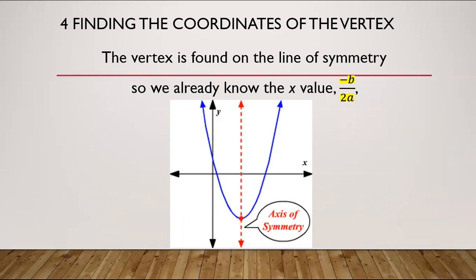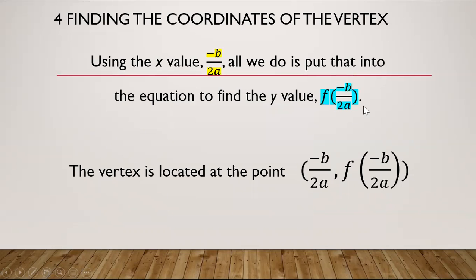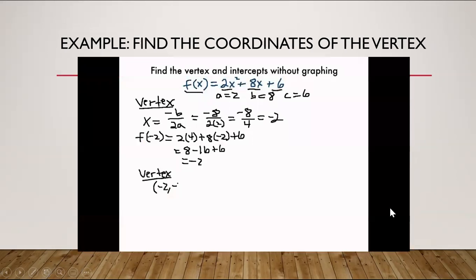Okay, so again, since we know how to find the x value of that vertex, because it's on the line of symmetry, we just take that x value, negative b over 2a, and put it into the equation to find the y value. So the vertex is always going to be located at the point negative b over 2a, comma, f of negative b over 2a.